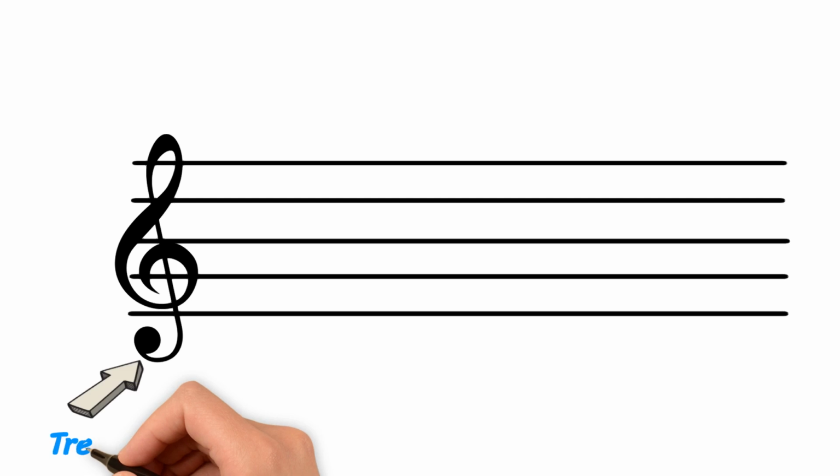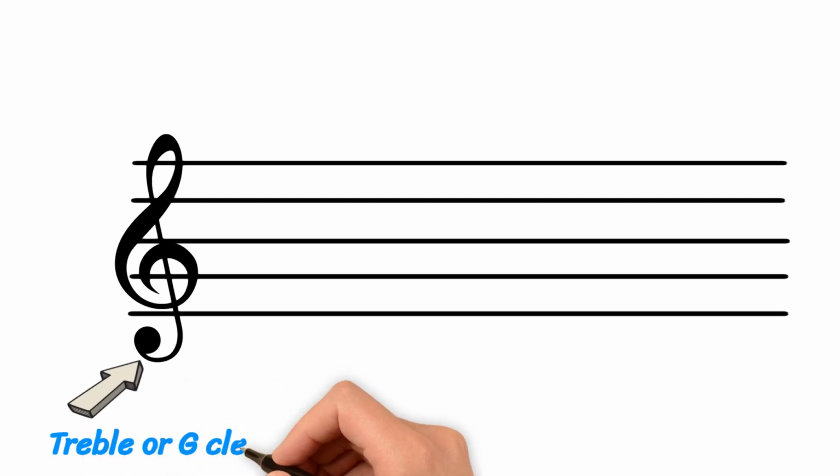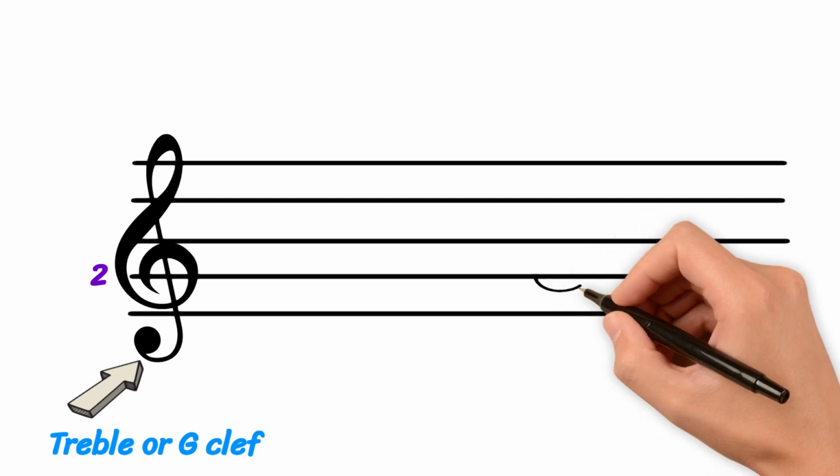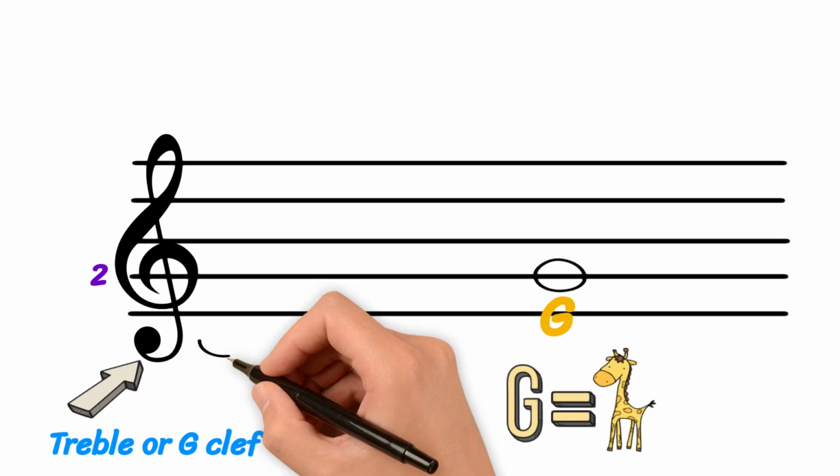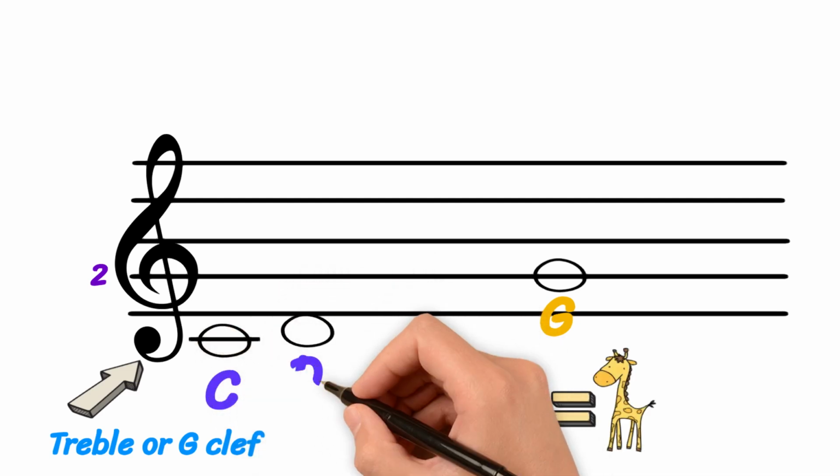Let's begin by looking at the treble clef. It is also called a G clef because it evolved from the letter G. The belly of the treble clef is placed on the second line, making a note on the second line a G note. Think of G for giraffe. With a G in place, we can place all of the other letters on the staff.